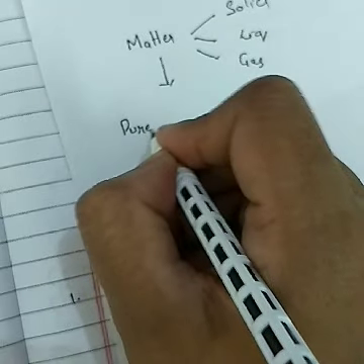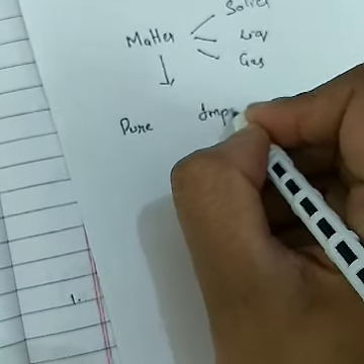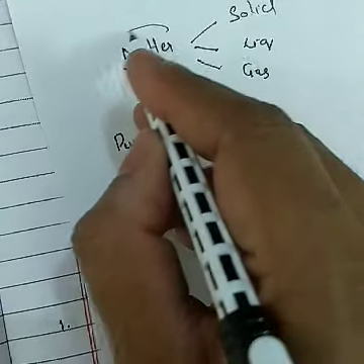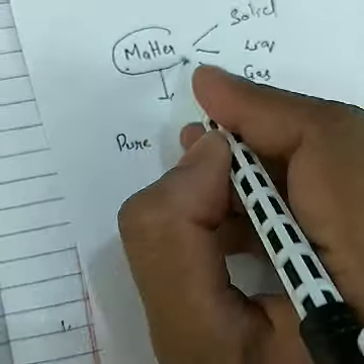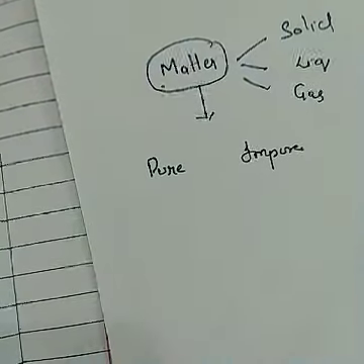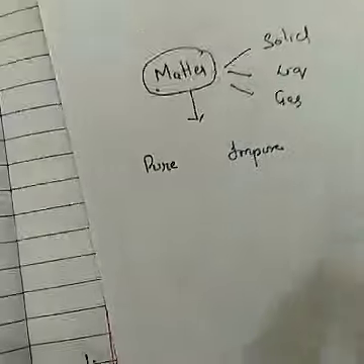as pure and impure. Now the question arises, what is matter made up of? Matter is made up of small particles. How has it been discovered? We are going to discuss this topic in this chapter, that is atoms and molecules.